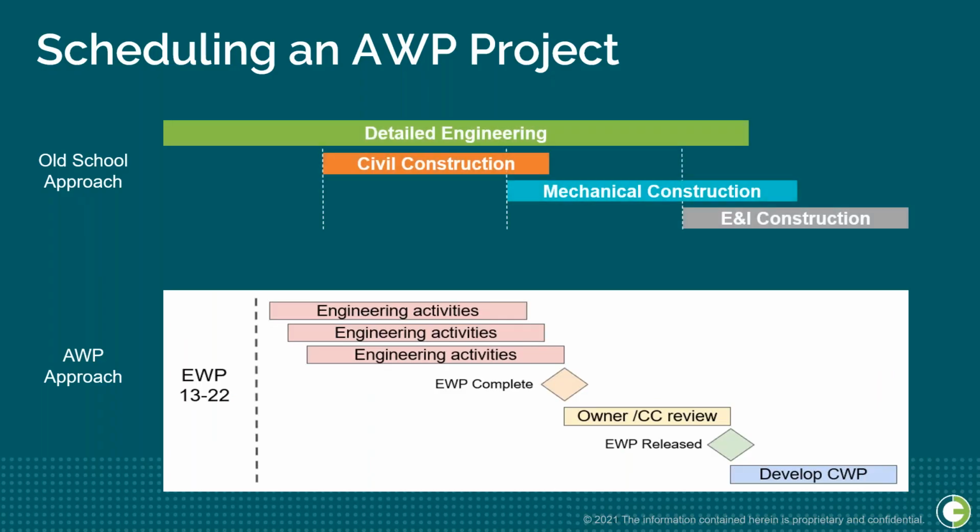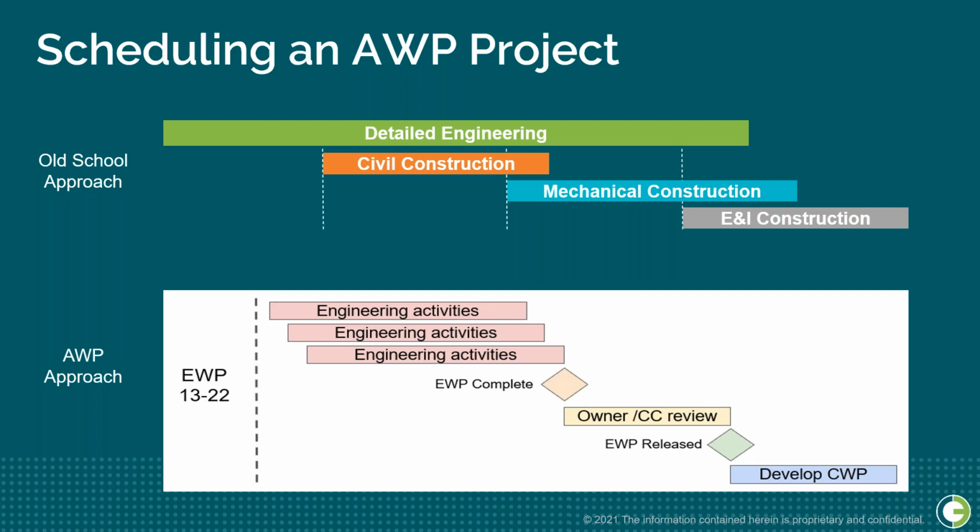Okay, so the other topic we were going to look at today is a bit of a pre-read, a very high-level overview of scheduling an AWP project. One of the key aspects of scheduling an AWP project is the attempt to move away from old school methods that are still in regular use. Too often we cling to ideas that generate bad habits.